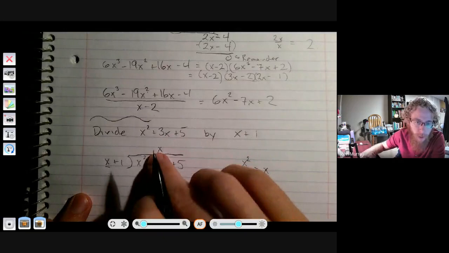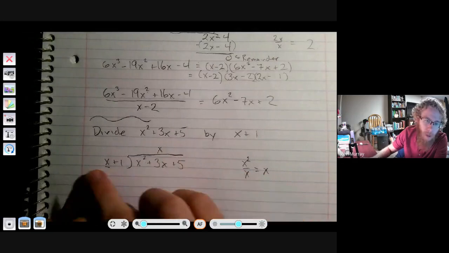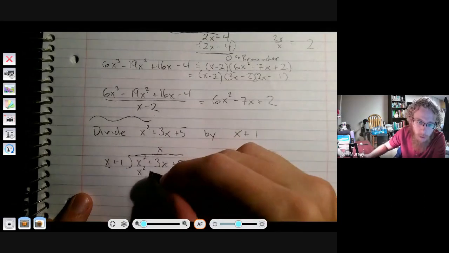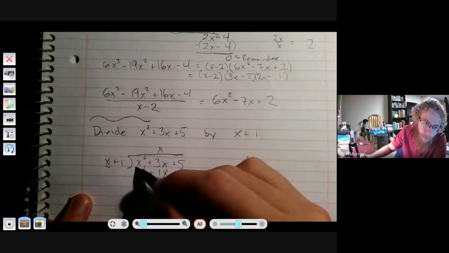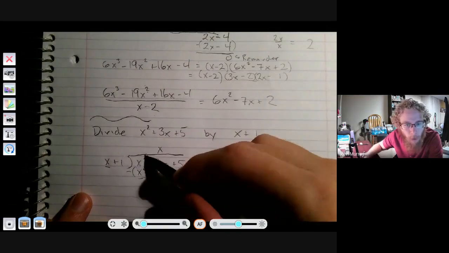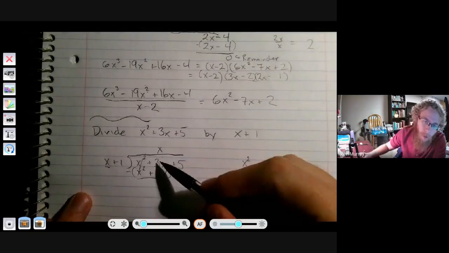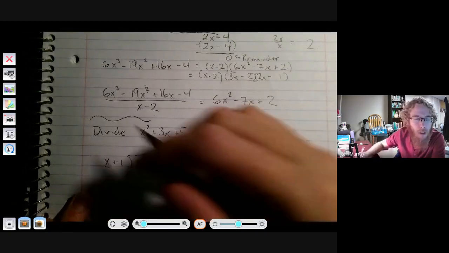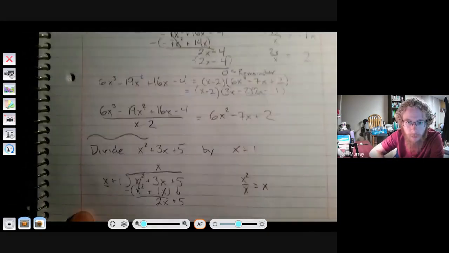Once we find that first factor, we distribute the x to both of our terms here. x times x is x squared. x times 1 is just 1x. I'll put the 1 there for now, just so we have it. We put that in parentheses, and we subtract. Our leading terms eliminate each other. 3x minus 1x leaves us 2x. We bring down the plus 5.